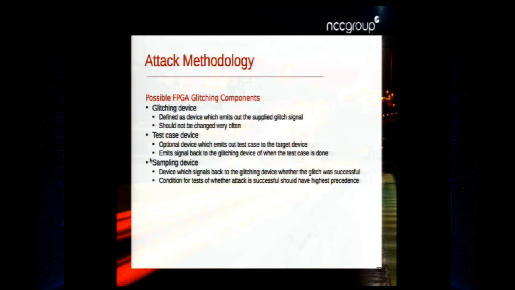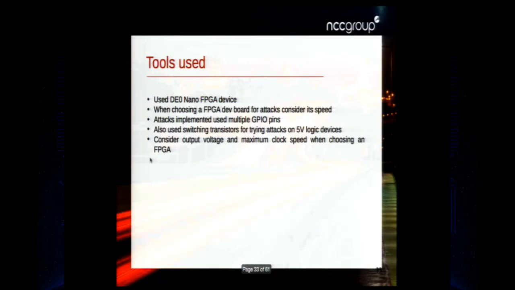This is a piece of code that should be at the highest precedence because of the nature of the FPGA and the Verilog used and that stuff. So anyway, the tool I used was a DE0 Nano device, and this FPGA did its job fairly well, considering that it didn't actually have any sort of 5-volt rails. And this is something you need to consider: what the output voltage is of the device, as well as what the maximum clock speed is for it.